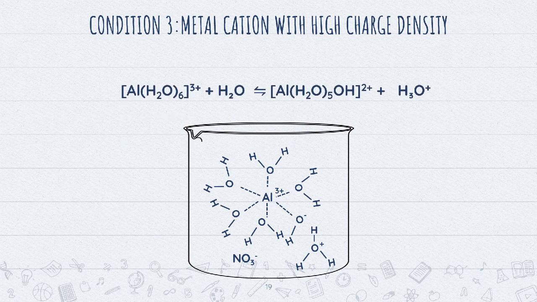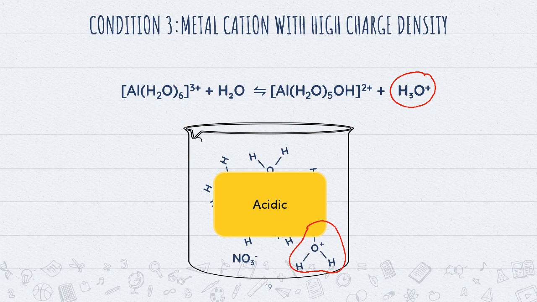and this can be represented with this equilibrium reaction. This may look a bit confusing, but that's okay. Most importantly, we know that H plus ions are formed in the process, and therefore, with a metal cation with a high charge density in the salt when dissolved in water, this makes the solution acidic.